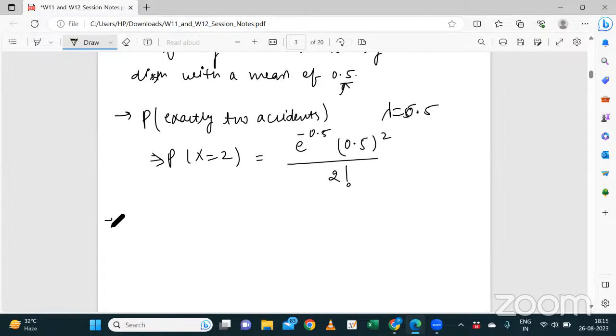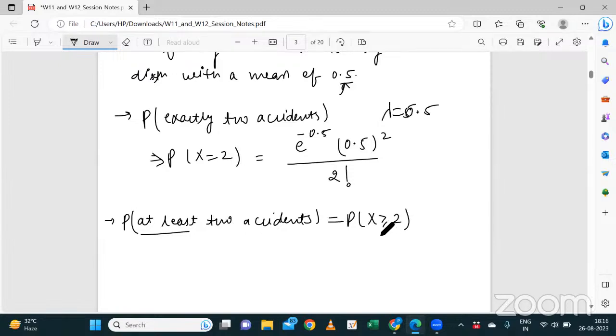Now, suppose I'm asking what is the probability that there are at least 2 accidents, X greater than or equal to 2, correct? Be clear, because sometimes people make mistakes. They are not able to differentiate between at least and at most. So at least 2 accidents means X greater than or equal to 2. There can be more than 2 accidents, right? So X can take 2, 3, and so on, correct?